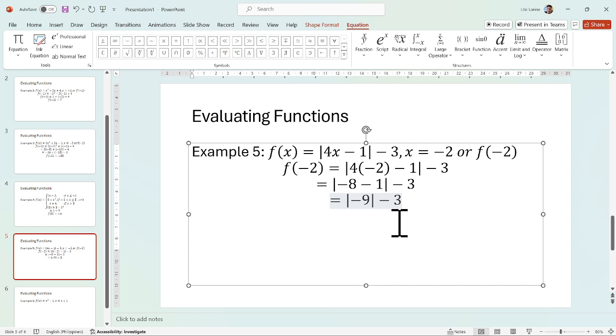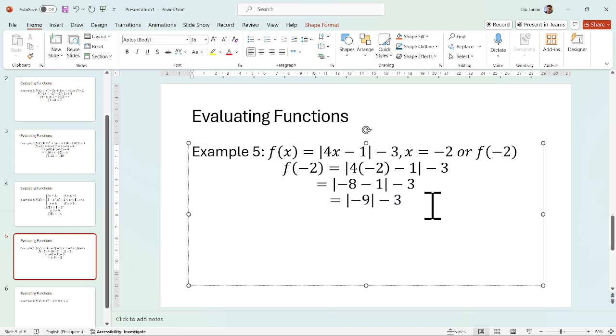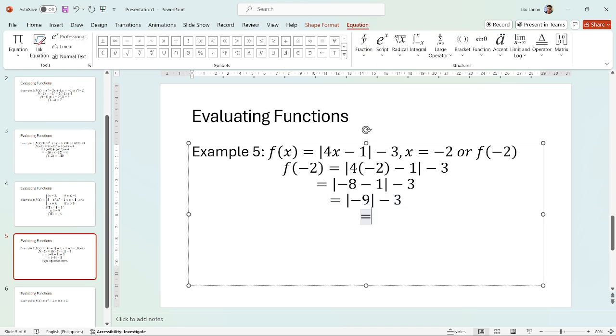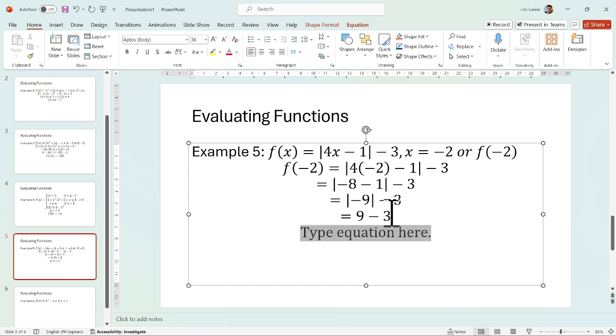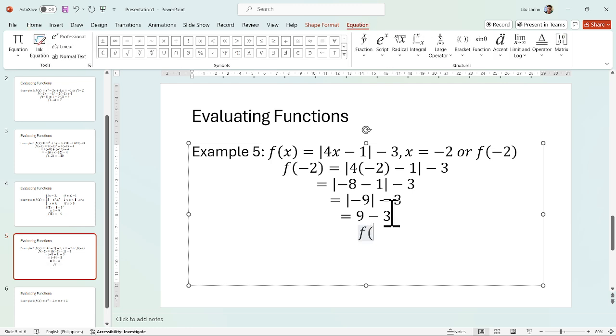We will not do the subtraction yet because we will first take the absolute value of negative 9. When we take the absolute value of a number, we always take its positive equivalent. That is, the absolute value of negative 9 is 9, minus 3. Thus, our absolute value function, f of x equals the absolute value of 4x minus 1, minus 3, when the specified value of x is negative 2, is equal to 6. 9 minus 3 is equal to 6.